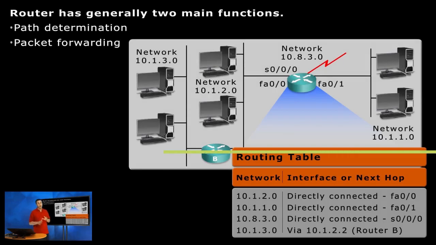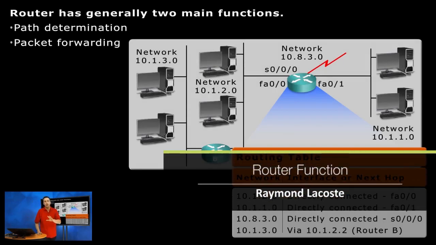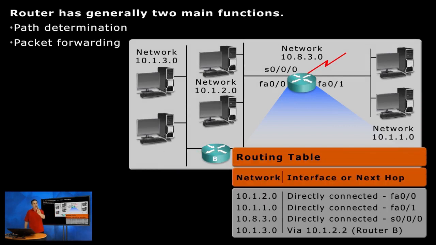Learning about routers can be extremely overwhelming, so I really want to break it down into two simple functions. Number one, the router has to determine the best path in order to get to all the different networks. Some of the networks are going to be directly connected to the router, like we see here, where this router has 3 directly connected networks listed in the routing table.